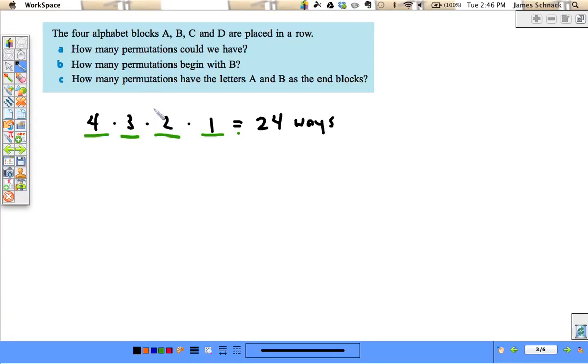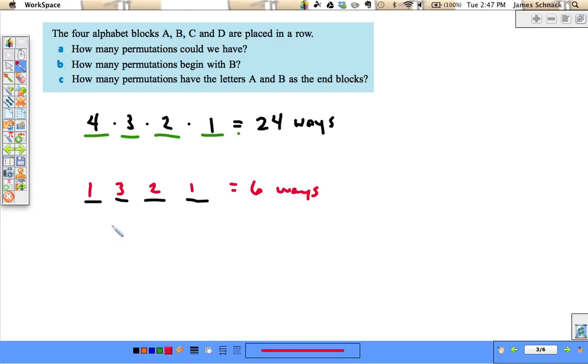How many permutations, how many orders begin with a B? So 1, 2, 3, 4 spots. How many letters can go in the first spot? Well, there's only 1. We can only use B. How many letters can go in the second spot? We could put 3 different letters in there because we used up the B. And then 2 and then 1, this is equal to 6 ways.